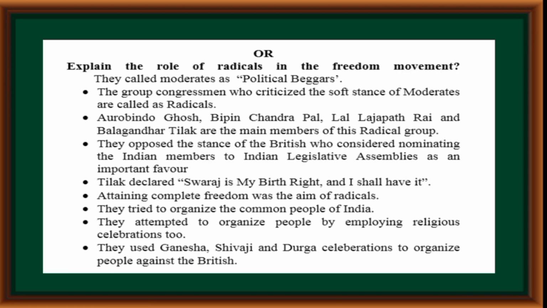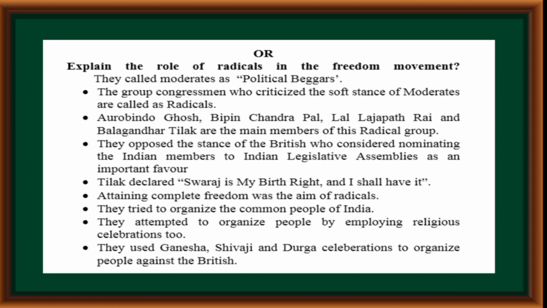Or explain the role of radicals in the freedom movement. Radicals called moderates as political beggars. The group of congressmen who criticized the soft stance of moderates are called as radicals. Arvind Ghosh, Bipin Chandra Pal, Lala Lajpat Rai and Balagangadhar Tilak are the main members of this radical group. They opposed the stance of the British, who considered nominating the Indian members to Indian legislative assemblies as an important favor. Tilak declared, Swaraj is my birthright and I shall have it.